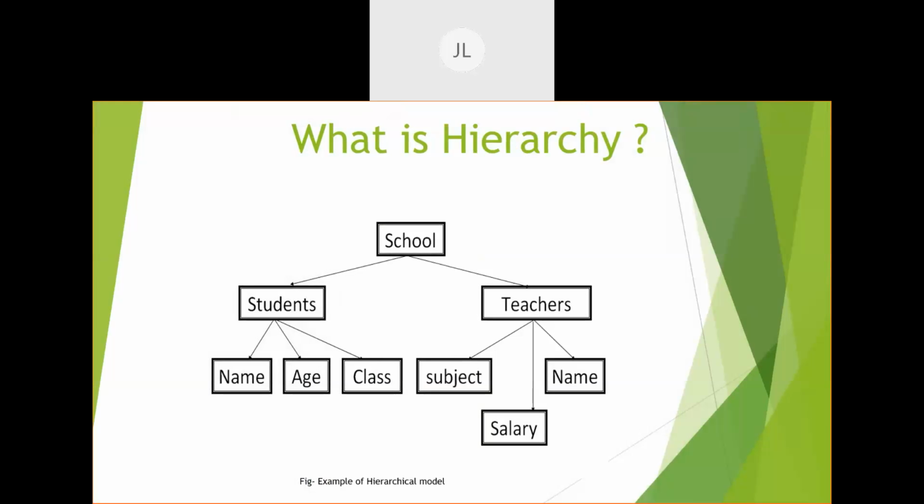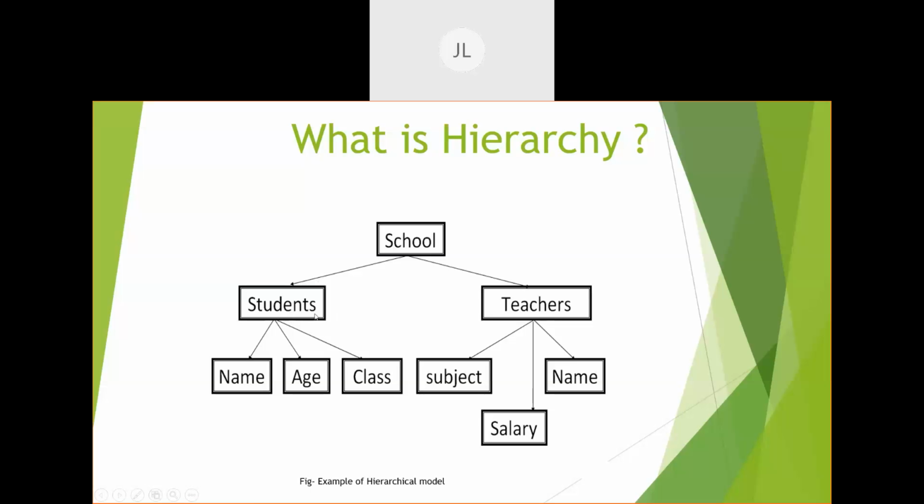So what is hierarchy? Let's take this database example of a school. Let's say we have this database school in which the school object is the parent table. Under school, we have different tables like students and teachers. These two tables, students and teachers, are the child tables of the parent school table. Under students, we have different entities like name, age, class, and on the other side, in the teachers table, we have other entities like subject, name, and salary of the teachers. So this is the hierarchical form maintained in a hierarchical database.